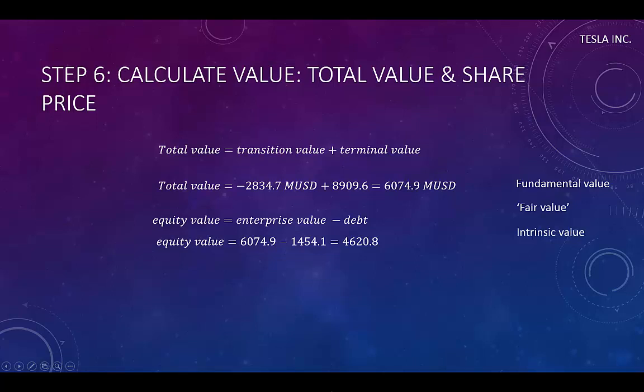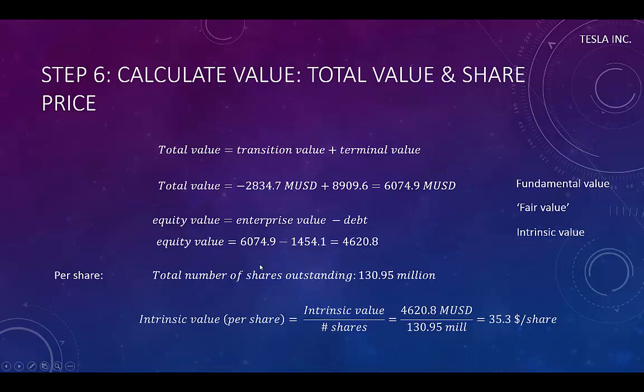To calculate the intrinsic equity value, we need to subtract the market value of debt. For simplicity, we assume that the market value of debt is the same as the book value of debt. We can therefore use the net interest-bearing debt we calculated in the reorganized balance sheet as our estimate of the market value of debt. The value of equity is therefore $4.6 billion. By dividing this number by the number of shares outstanding, we get the intrinsic share price. So the total number of shares outstanding is 130.95 million, which gives us an intrinsic value of $35.3 per share. The next step is to compare this to the market price.